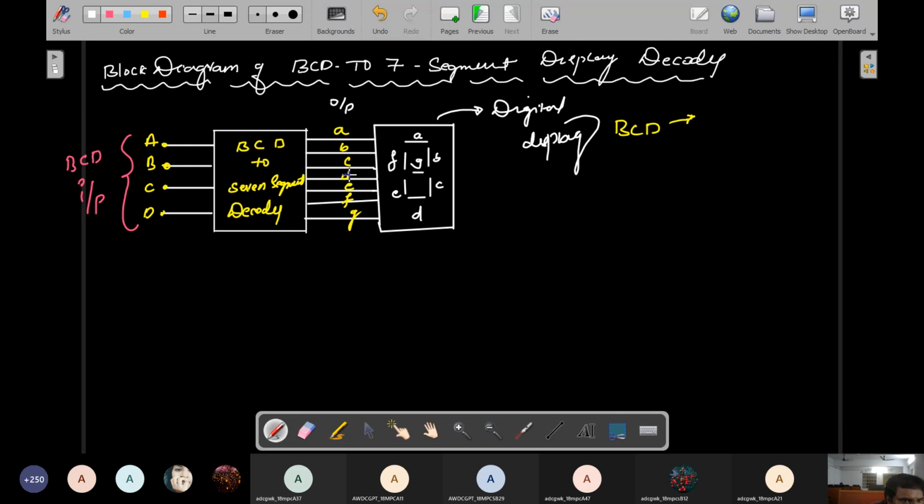If you get D as input, then D is activated and the remaining are deactivated. If the inputs select F, then only F will be activated, and all the remaining are deactivated. If the inputs select G, then only G will appear, and all the remaining are off. So that is the operation.